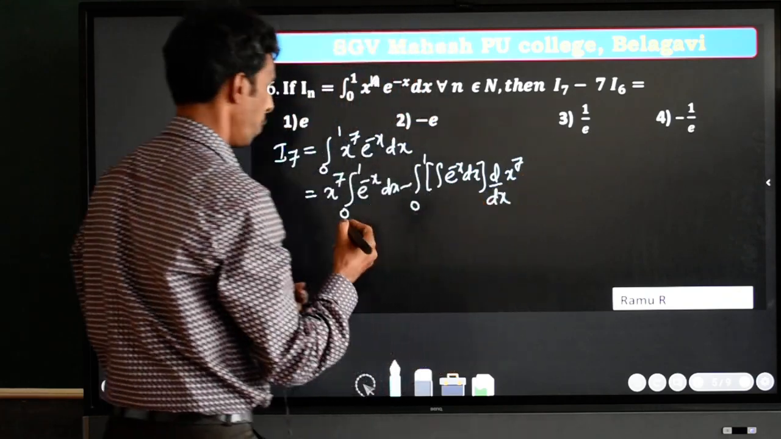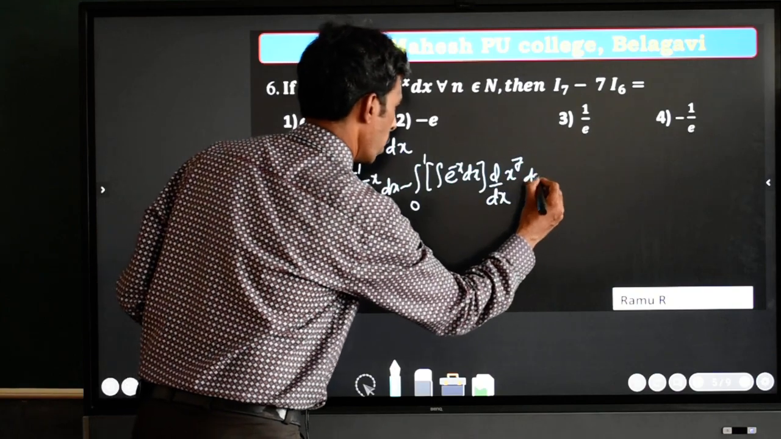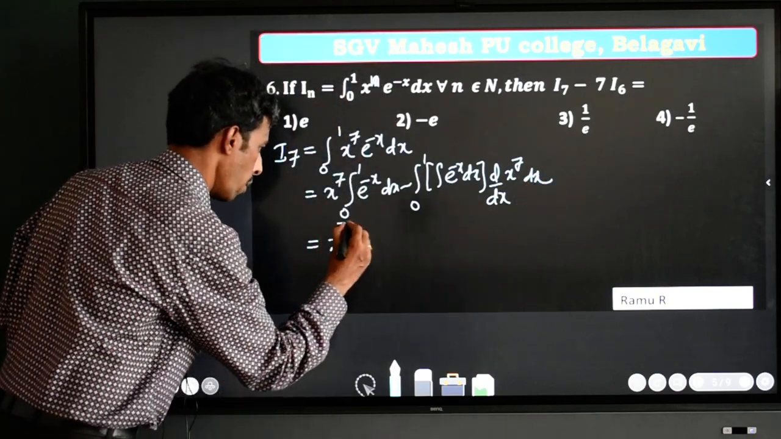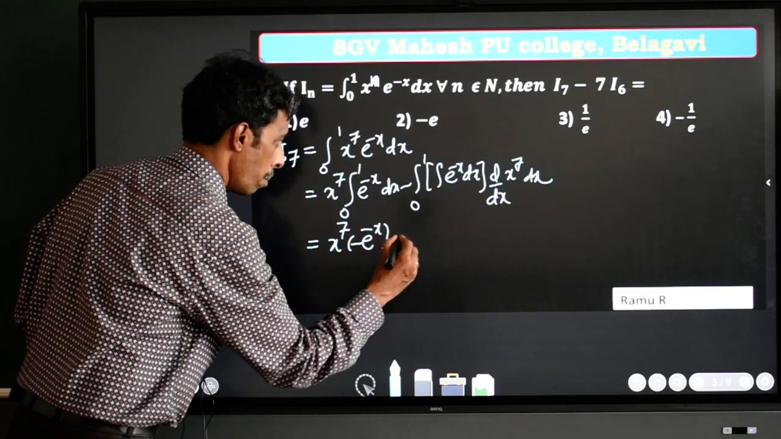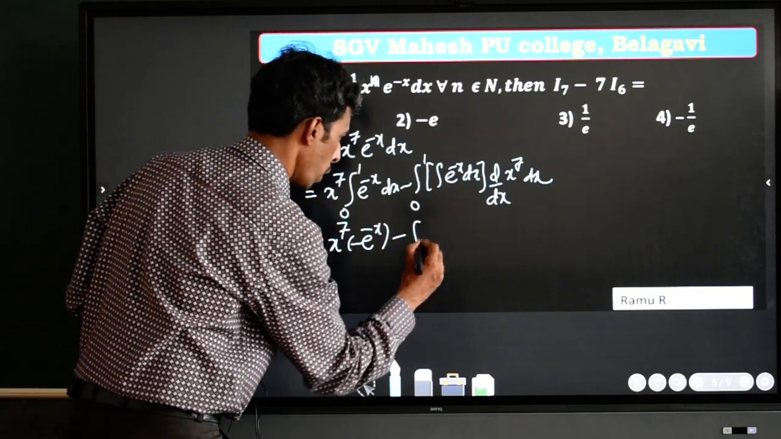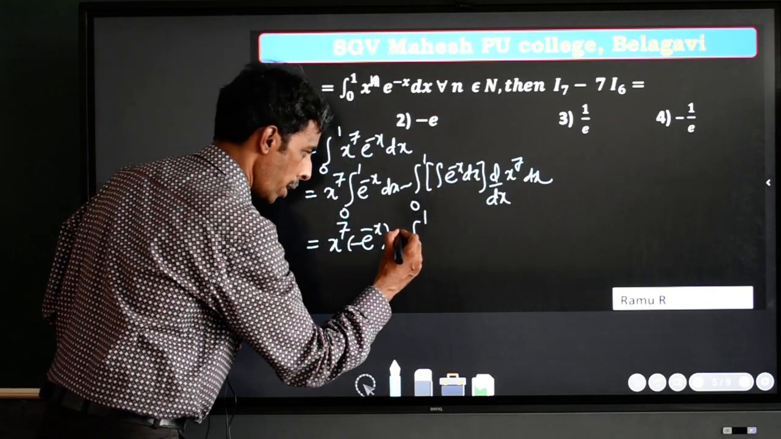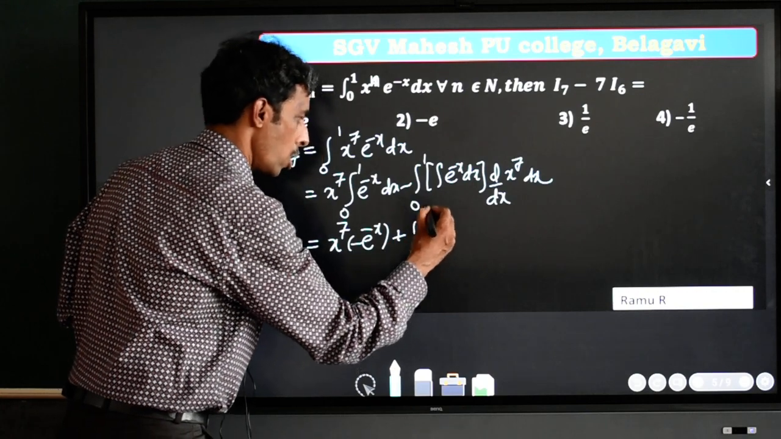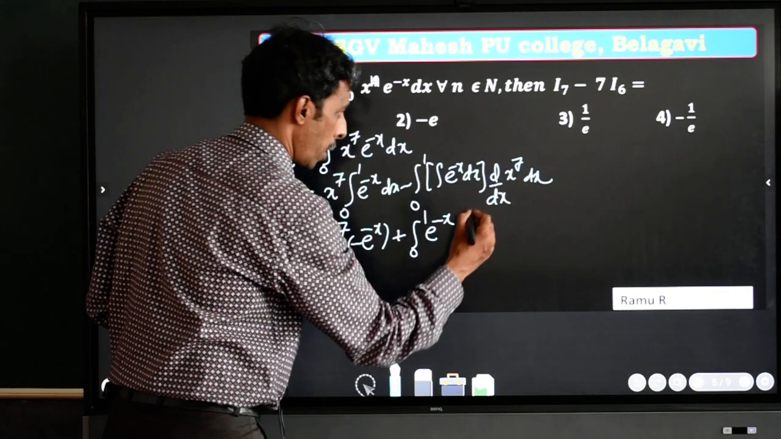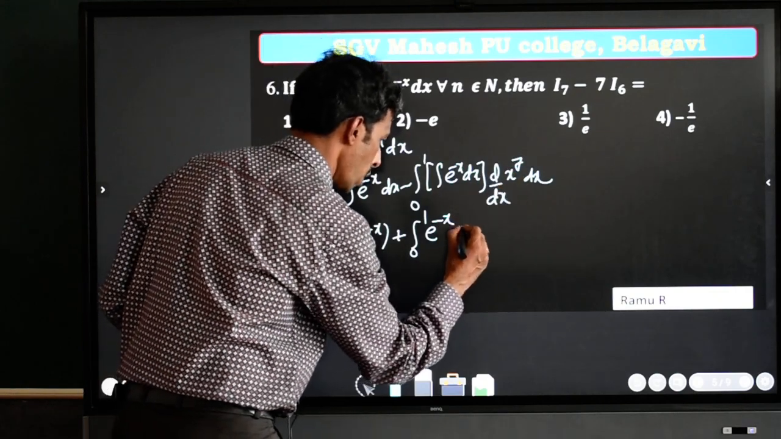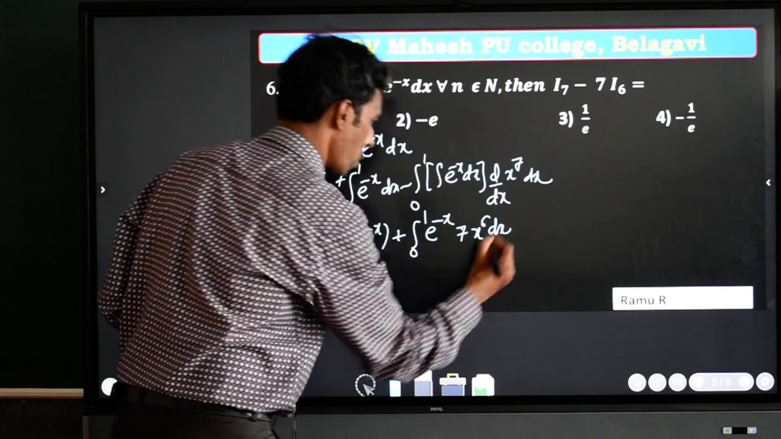This is equal to, see, x to the power 7 into integral of e to the power minus x, which is minus e to the power minus x, minus 0 to 1, integration of e to the power minus x is minus e to the power minus x. Therefore, that minus this minus became plus. So, x to the power 7 differentiation is 7 x to the power 6 into dx.